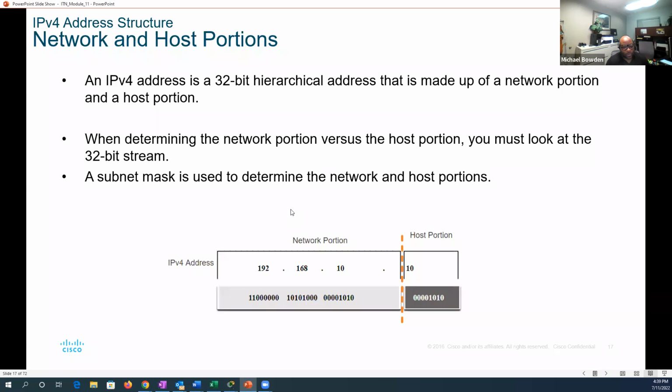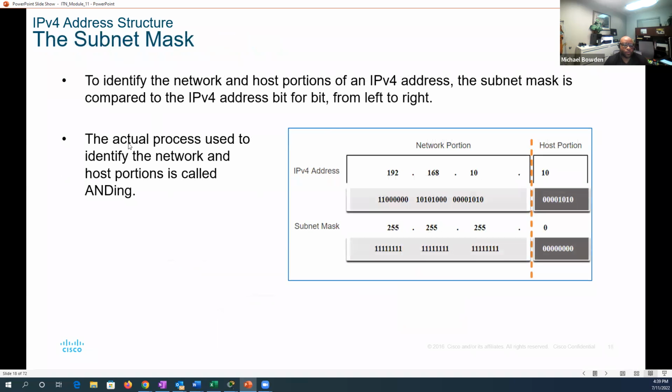What's shown here is how the subnet mask is used to determine the network and the host portion. It goes into the subnet mask and shows how to figure out your network.